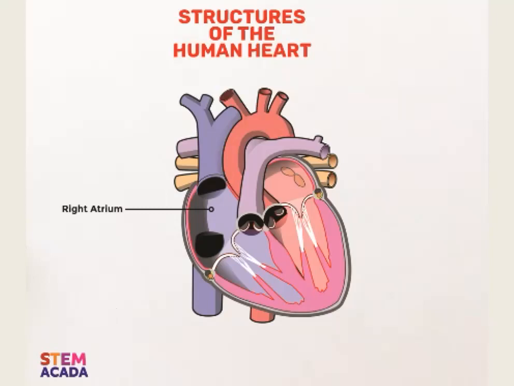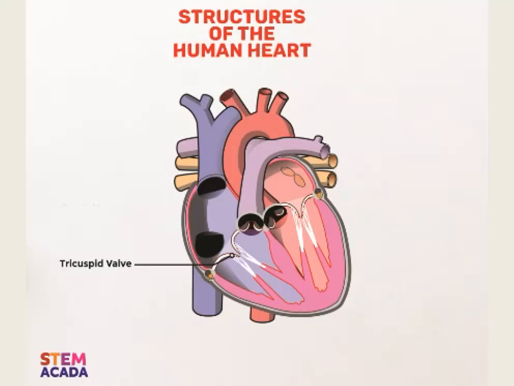Next is the right atrium. The right atrium is one of the four chambers of the heart. It is located on the right side of the heart. The right atrium is responsible for receiving blood that has returned to the heart from the body and sending it to the right ventricle.